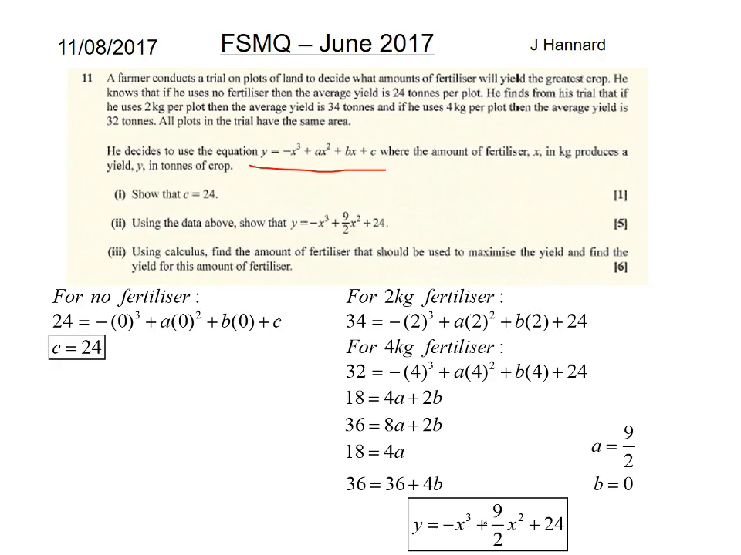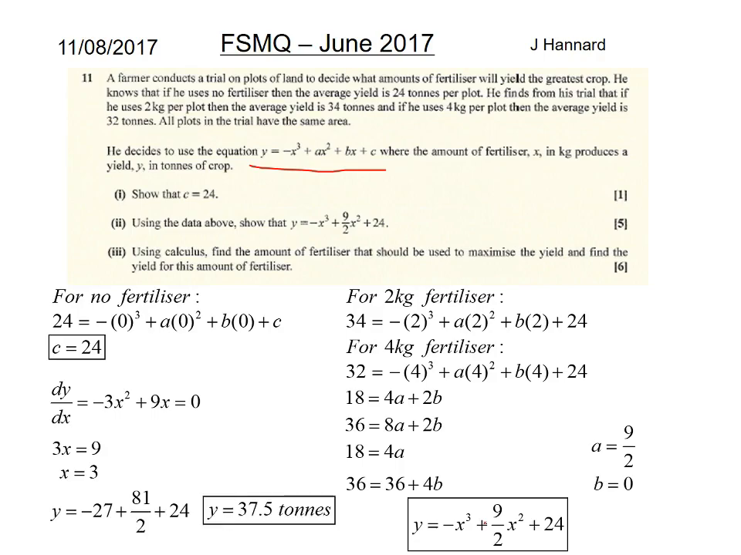So we want to find stationary points, so we're going to differentiate and set equal to 0, so that's exactly what we do. And because there's no constant, we can just rearrange that and get 3x equals 9, which means x equals 3, and then we put that back through our y function, and we get minus 27 plus 81 over 2 plus 24, and that's 37.5 tonnes. Six quite easy marks at the end there. Considering they've given you this, I think 6 marks is very, very generous.